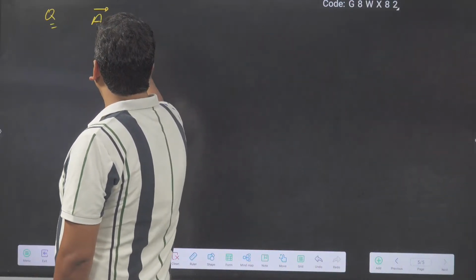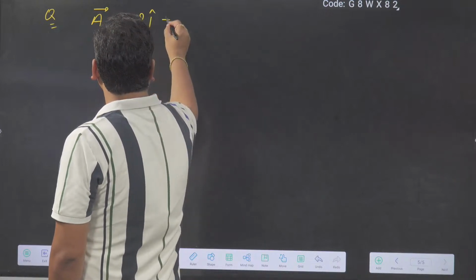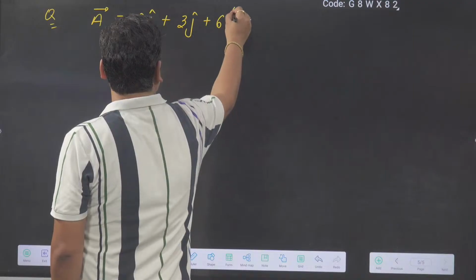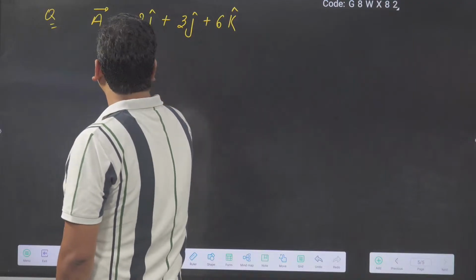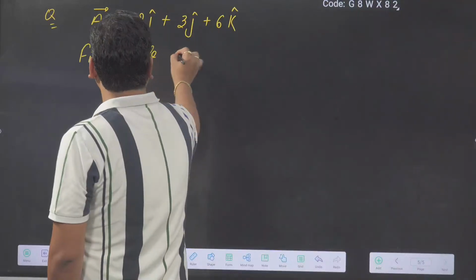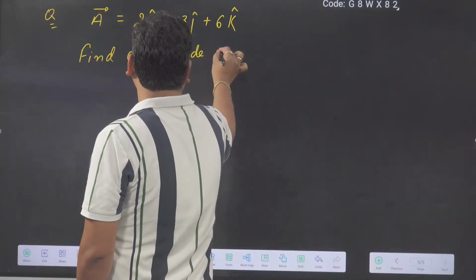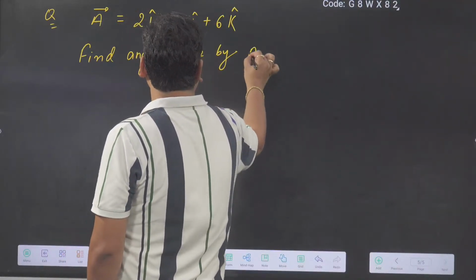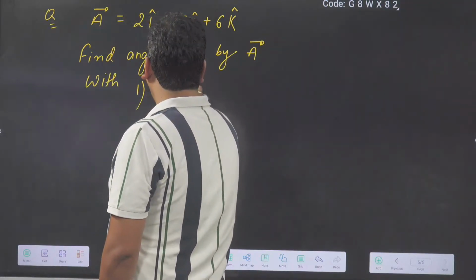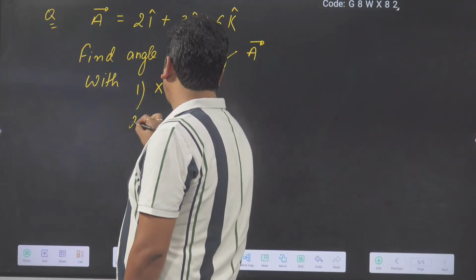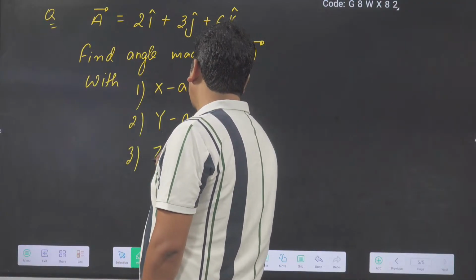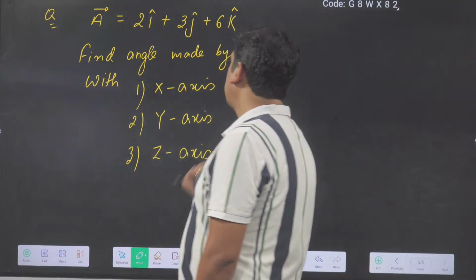Let's say there is a vector 2i cap plus 3j cap plus 6k cap. Find the angle made by the vector with x-axis, y-axis, z-axis.